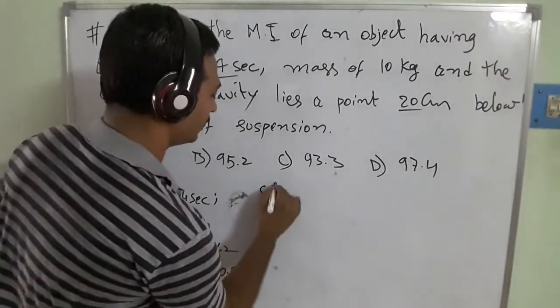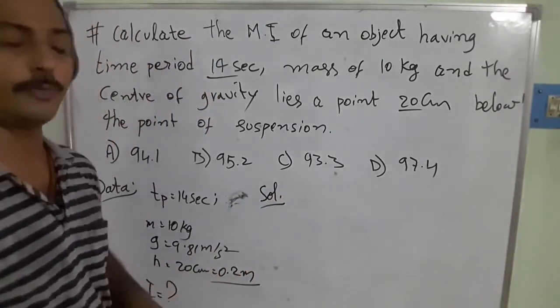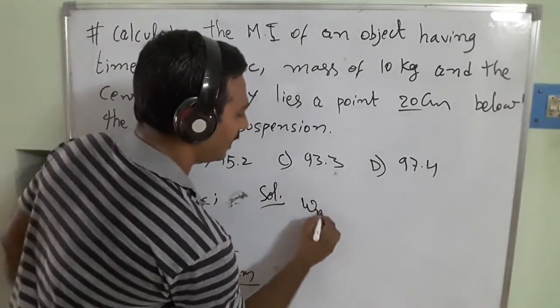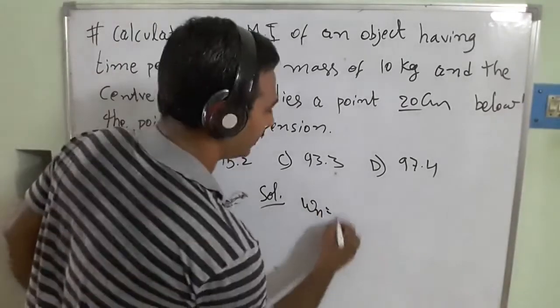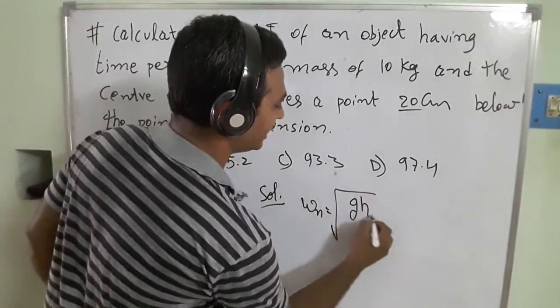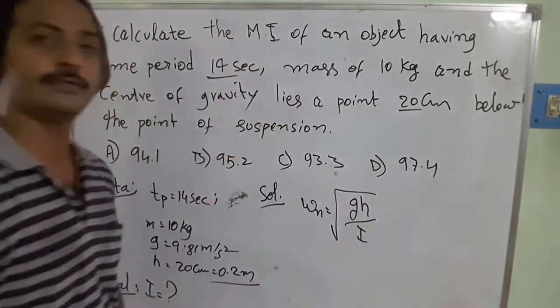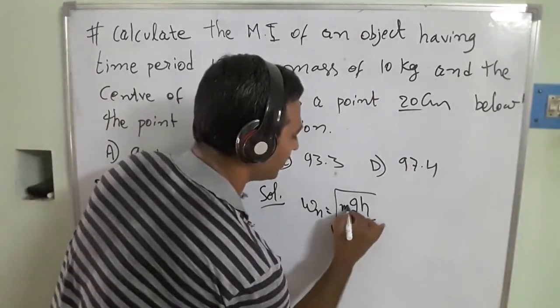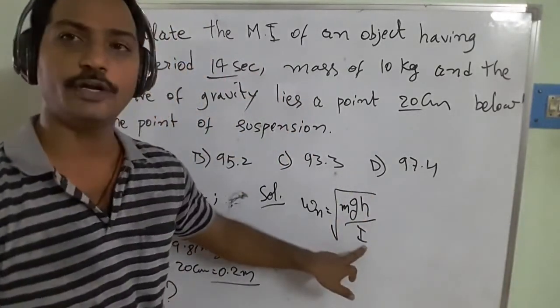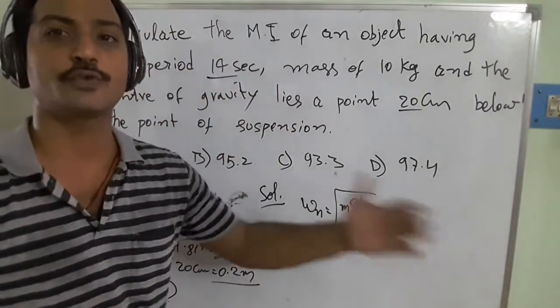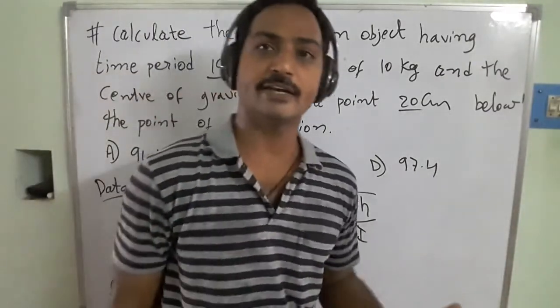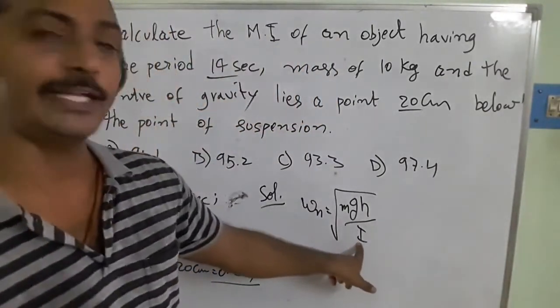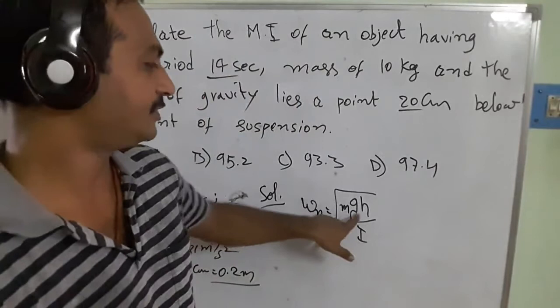So in this solution, we have the formula for the compound pendulum: omega n is equal to the square root of mgh by I. Here I am going to be multiplying with m, because I is equal to mk square, that means the mass into the radius of gyration. So in this case I have taken I directly.